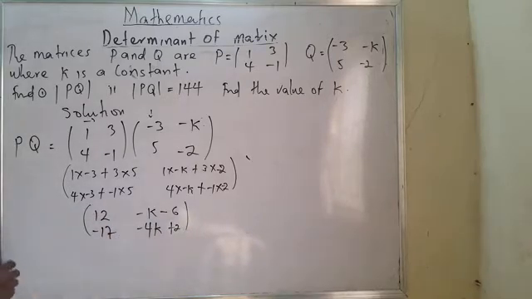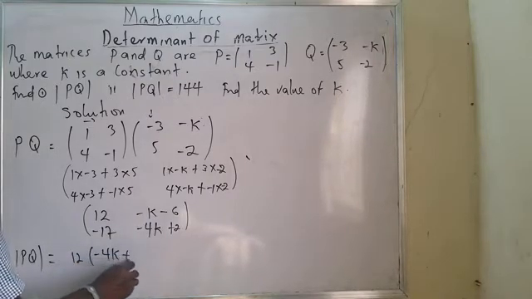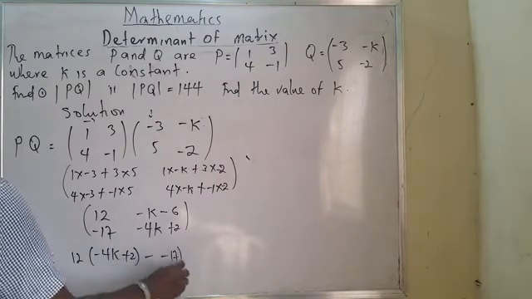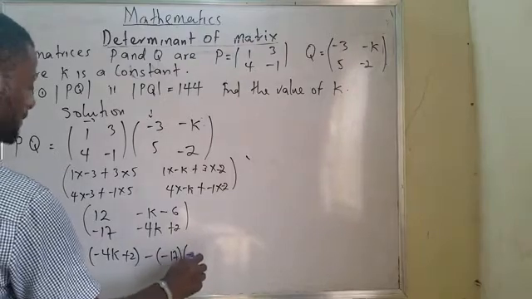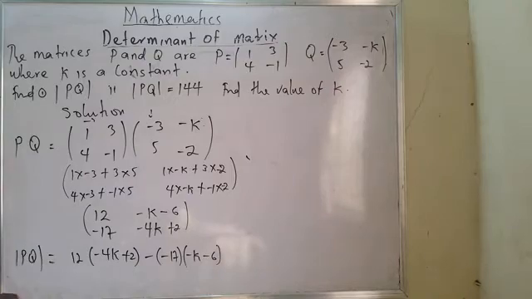Now, I will go to the determinant of PQ, so I will find the determinant of this function, which will be 12 bracket of minus 4k minus 2, minus 17 bracket of minus k plus 6. That is all about that. Since I know that, if I open my bracket, I'll have this times this, which will be minus 48k minus 24.